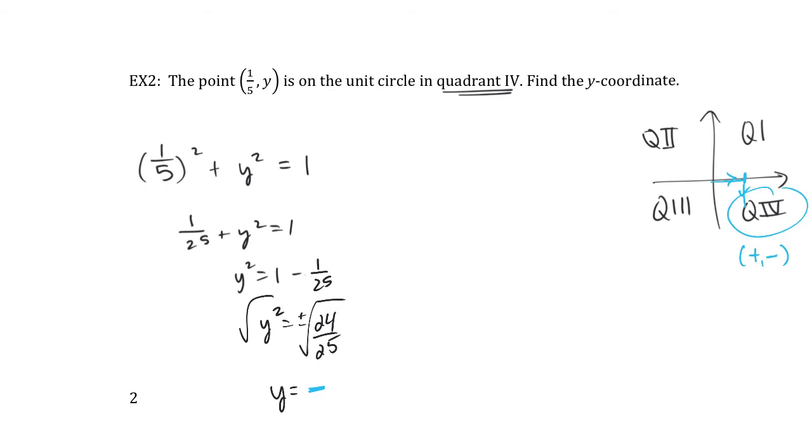And I'm going to take the square root of the top and the bottom. 24, let's see, I'm going to think of that as 4 times 6, and the square root of 25 is 5, so that simplifies to -2√6/5. There's my y value.